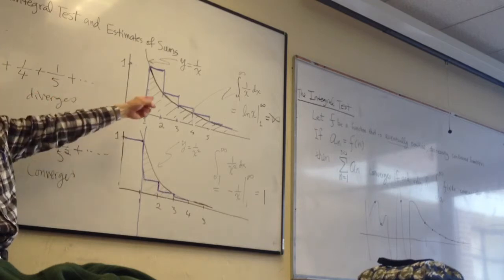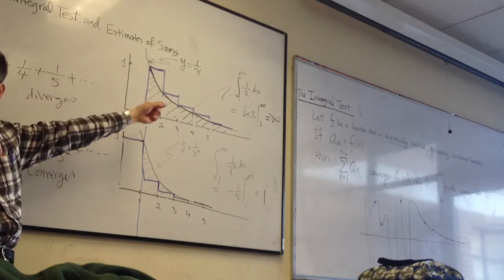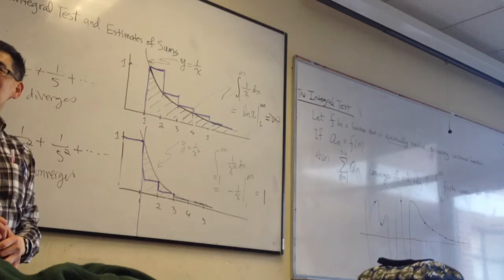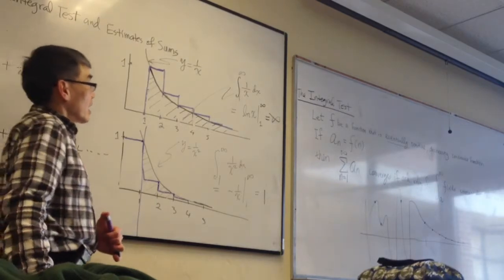Okay, so I just have to look at that one. If I manage to show that that is convergent, then this is convergent. If I manage to show that that's divergent, then this is divergent. It goes together. Got it? That's called the integral test.